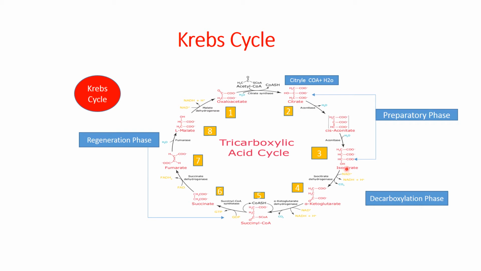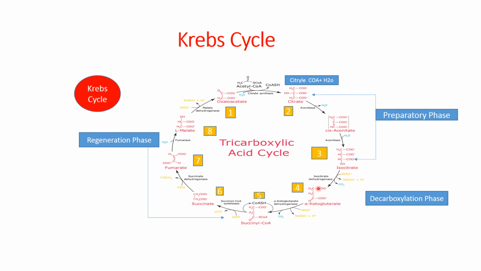Here isocitrate, in the presence of the enzyme isocitrate dehydrogenase, will be converted into alpha ketoglutarate, and let's see, one of its carboxylic groups is removed in the form of carbon dioxide, and in the same way the hydrogen removed is captured by NAD, and NADH plus H is formed here, and isocitrate is converted into alpha ketoglutarate.